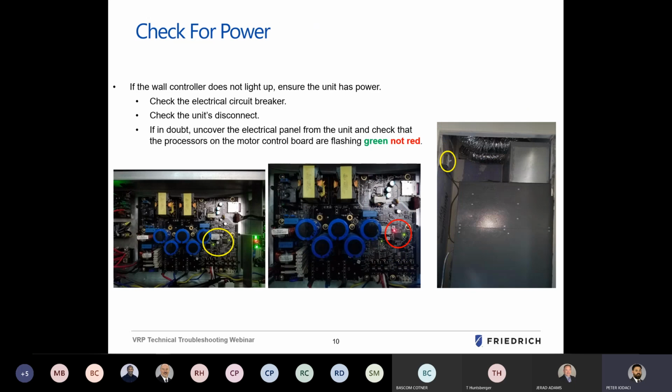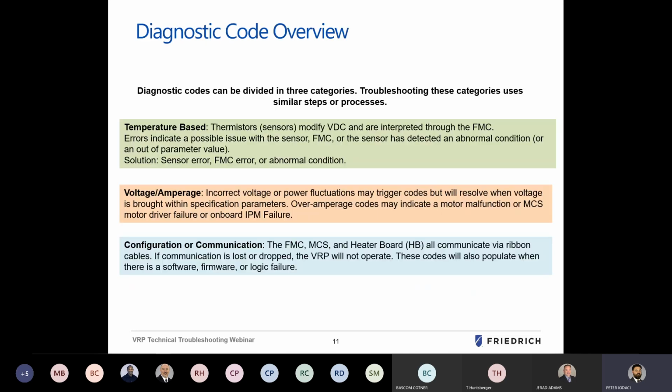An obvious step here, we want to make sure that if we see no power on our boards, we see no power on our wall controllers, we definitely want to make sure that their power is going into the unit. So we want to make sure that the service switch is in the correct position, and we want to make sure that we do have power to the unit. So if it does turn out that the switch is in the correct position and you don't see any lights on the board, probably the first thing you want to do is put your meter leads on the terminal block to ensure that you have proper power going to the unit. If not, we want to trace to figure out why we don't have power going to the VRP.